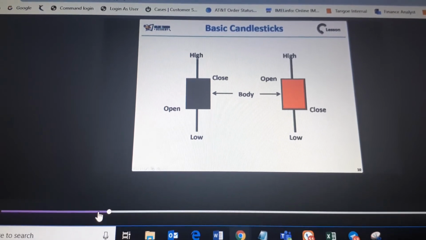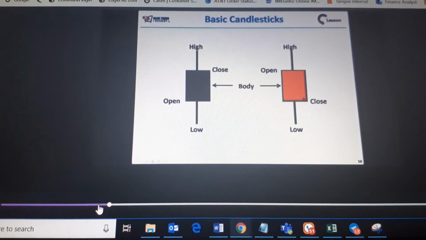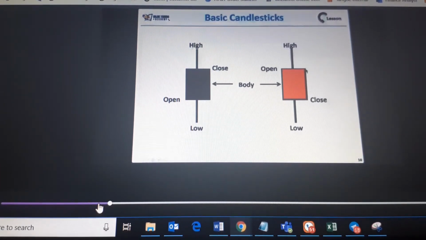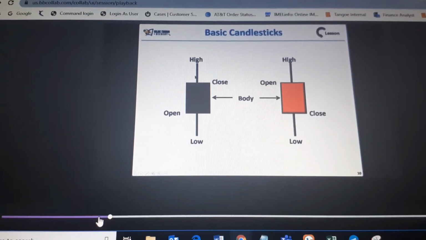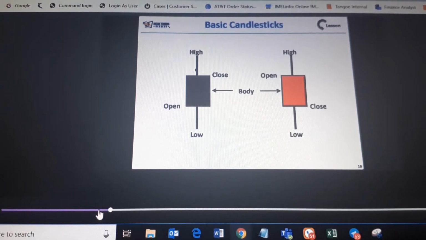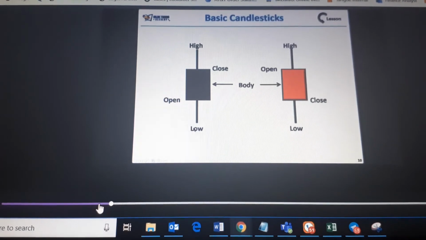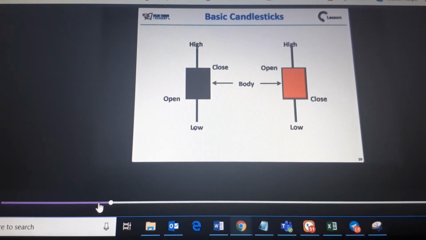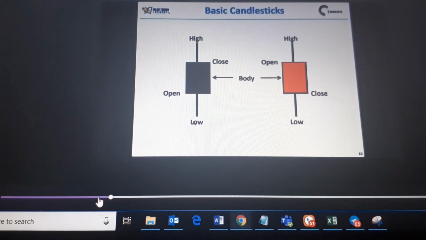The distance from the open to the close in both your green and red candle is called the body of the candle. Can you see this rectangular red portion and green portion? That's your body. And the distance from the high to the low is called the range of the candle. Understood this?